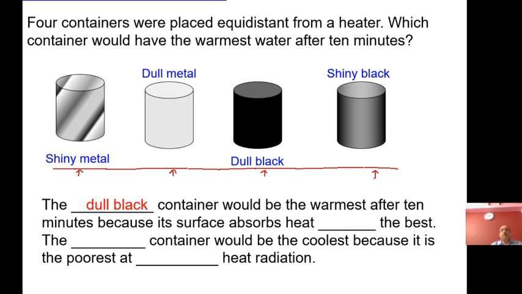The dull black container would have the warmest water because it is a good absorber of heat as well as it is a good emitter of heat. And the shiny metal would be coolest because it is poorest at absorbing heat. So the heat will be reflected back from the shiny metal. That's why it will remain coolest. So dull black will remain warmest after 10 minutes.